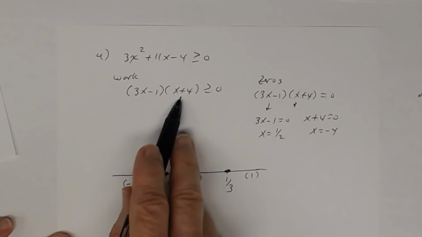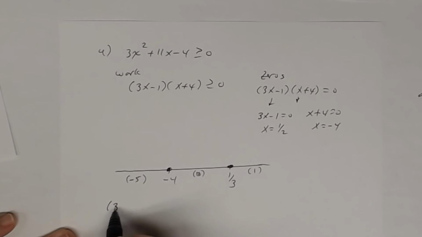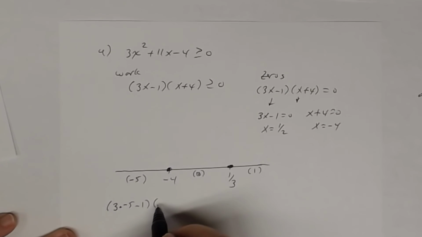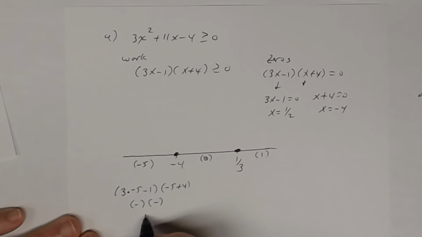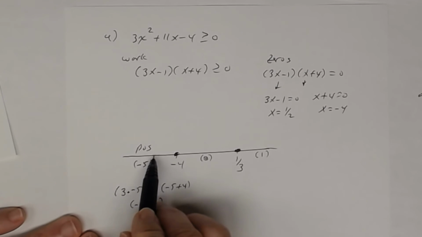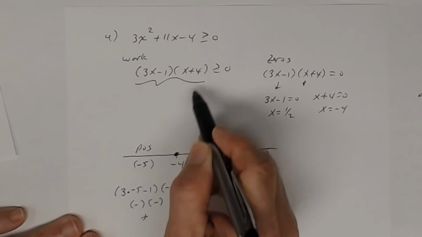So where we see the variable x, I'm going to substitute negative 5. So I get 3 times negative 5 minus 1, times negative 5 plus 4. 3 times negative 5 is negative 15, and negative 15 and negative 1 is negative 16, so that's negative. Negative 5 plus 4 is negative 1, that's negative. A negative times a negative is a positive. So what I found is that any real number in that interval from negative infinity up to negative 4, or less than negative 4, is going to make this left side positive.